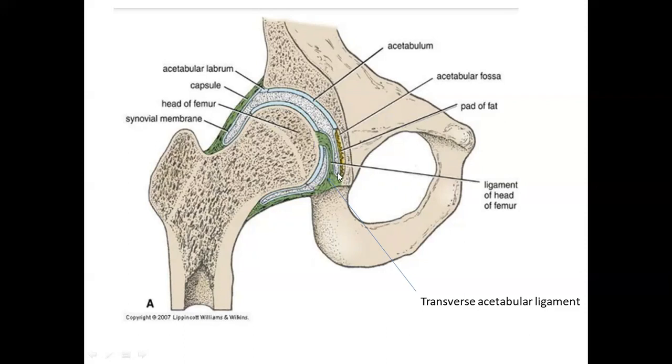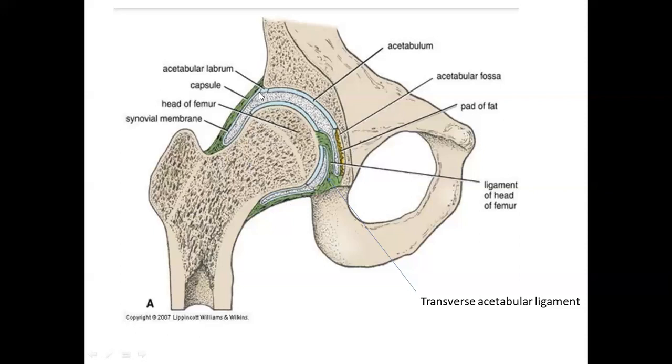Okay, again, this is the interior of the joint. As you can see here, this is the acetabulum, this is the acetabular labrum. Okay, this is the head of femur that is covered by the fibrous capsule. This is the capsule, articular cartilage. This is the fibrous capsule here. This is the ligament of head of femur, and this is the transverse acetabular ligament. So this is the synovial membrane.